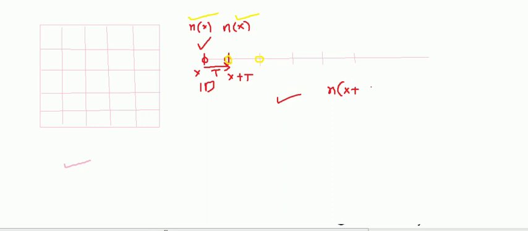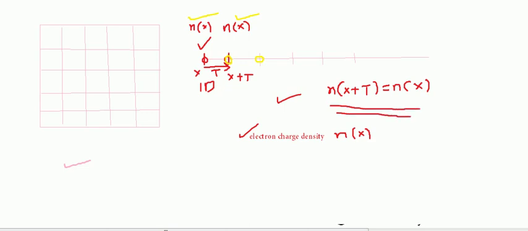Okay, then my n of x plus t, that is the electron charge density at point x plus t, must be the same as the electron charge density at point x. This is a very logical thing to consider in a crystal. So what we expect is that the electron charge density is given as n of x, and this electron charge density is a periodic function. It has to be periodic.